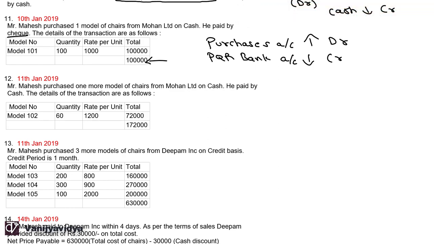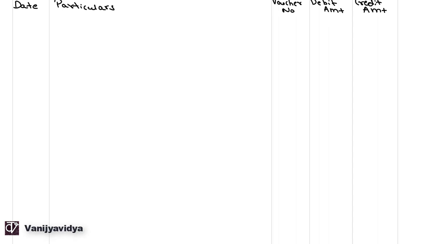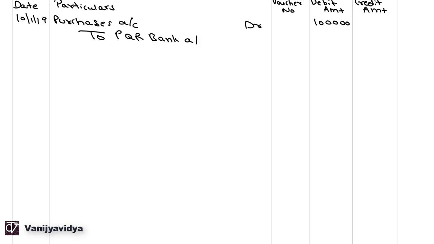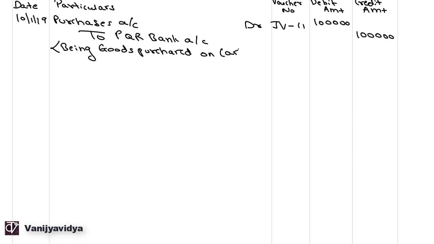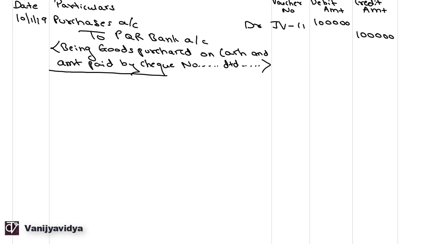Let's pass this entry. Date is 10 Jan 2019. Purchases account debit 1 lakh to PQR bank account 1 lakh. Voucher number is JV11. Being goods purchased on cash and amount paid by check number so and so, dated so and so. Now let's move on to the next transaction.